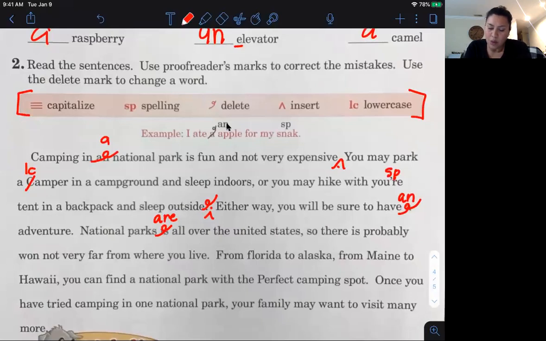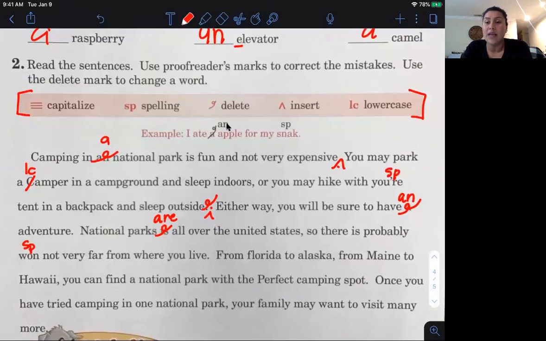So there is probably one not very far from where you live. So like you won a medal? Won, W-O-N? Is there another way to write that word? Let's see. So there is probably one not very far from where you live. That's wrong. So we are going to write S-P right above it. That's not the way you write one, like only one of them, singular. It's O-N-E. They spell that wrong. All right, let's keep going.